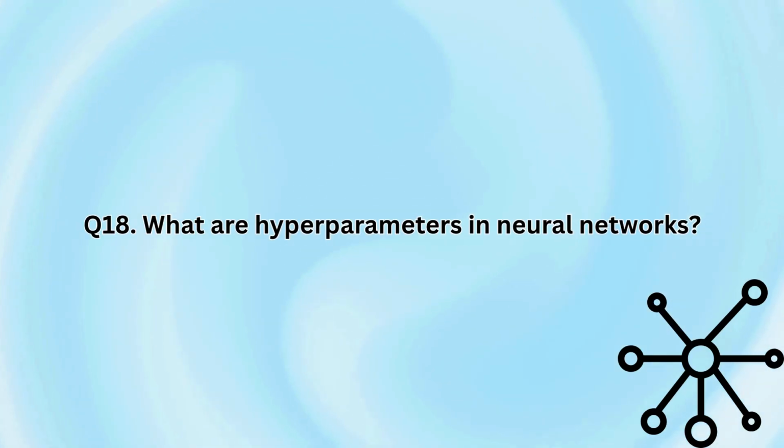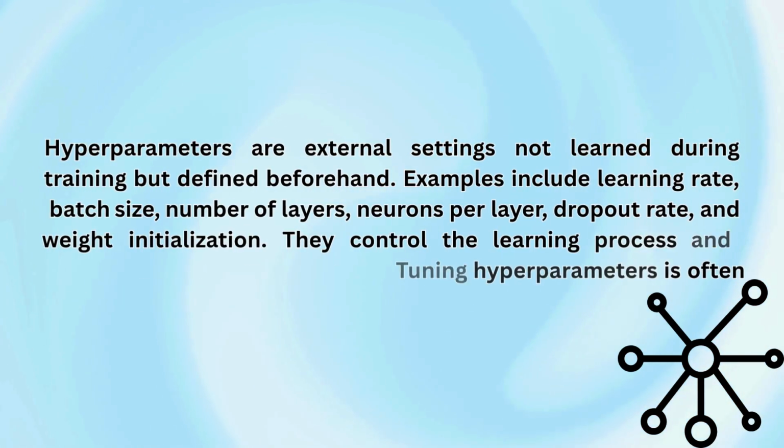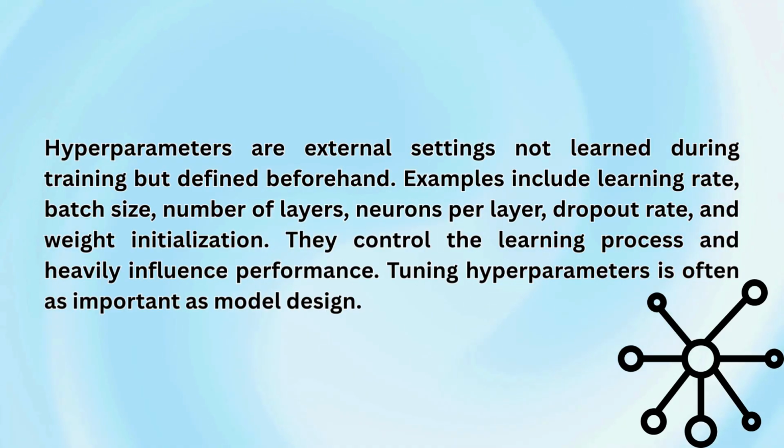What are hyperparameters in neural networks? Hyperparameters are external settings not learned during training, but defined beforehand. Examples include learning rate, batch size, number of layers, neurons per layer, dropout rate, and weight initialization. They control the learning process and heavily influence performance. Tuning hyperparameters is often as important as model design.